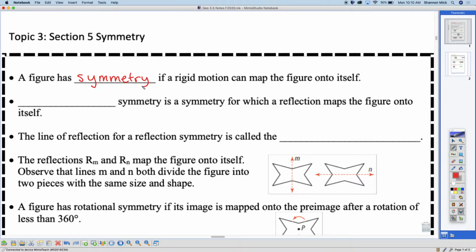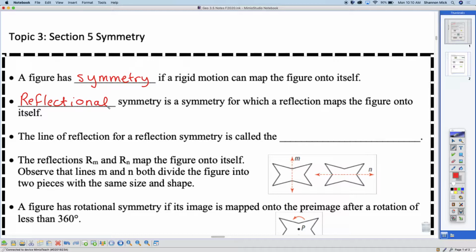A figure has symmetry if a rigid motion can map the figure onto itself. Okay, so you've done horizontal symmetry, you've done vertical symmetry, you've done those kinds of things, but like I said, we're going to move on from that. So, reflectional symmetry. Reflectional symmetry is the symmetry for which a reflection maps the figure onto itself.